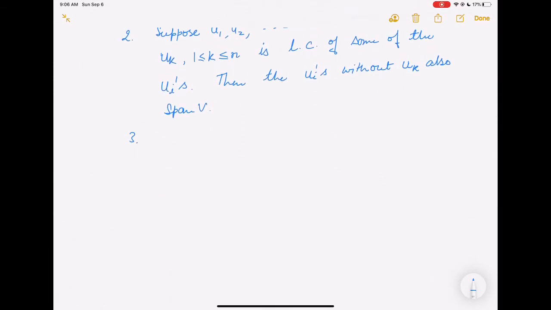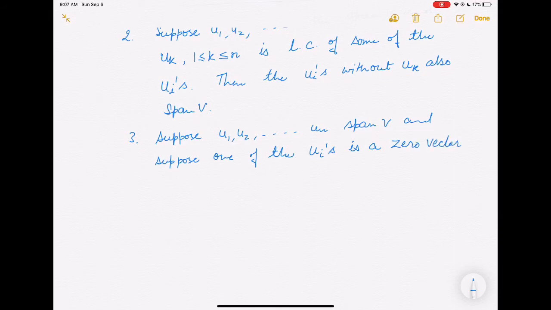Third point, suppose u1, u2, ..., un span V, and suppose one of the ui's is a zero vector, then the ui's without the zero vector also span V.